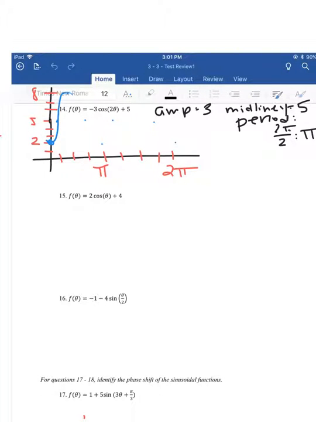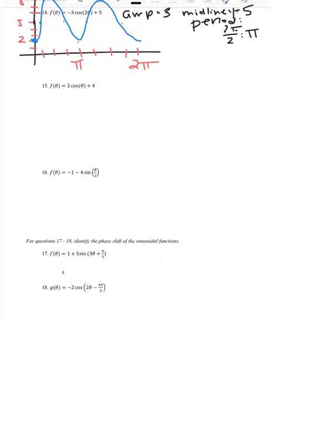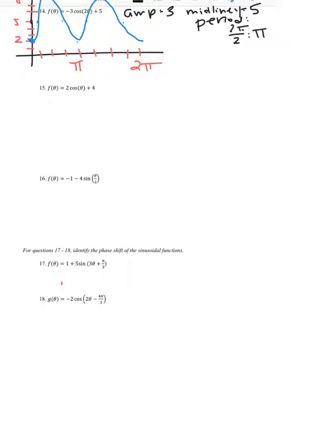So it should look like this. Again, nice, smooth curves. Not like mine. For number 15, here I have another cosine graph. I need the same three pieces of information every single time.